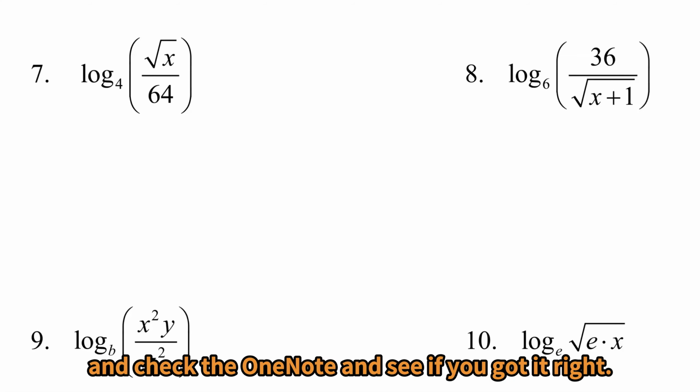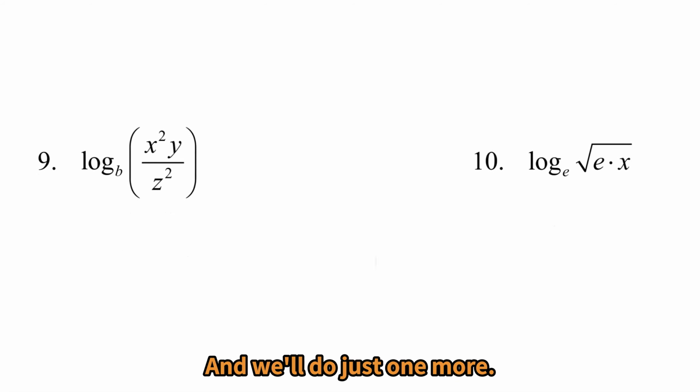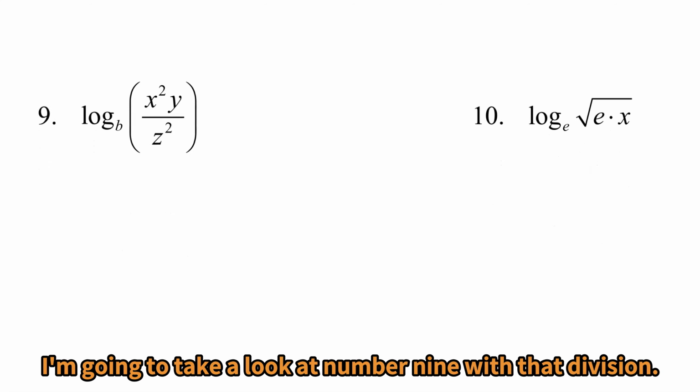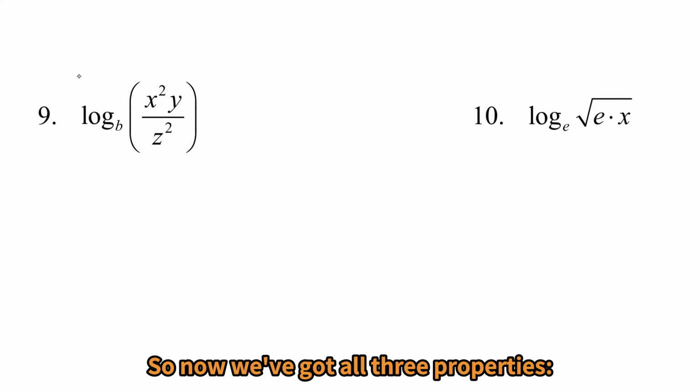You can always go back and check the OneNote and see if you got it right. And we'll do just one more. I'm going to take a look at number 9 for that division. So now we've got all three properties.